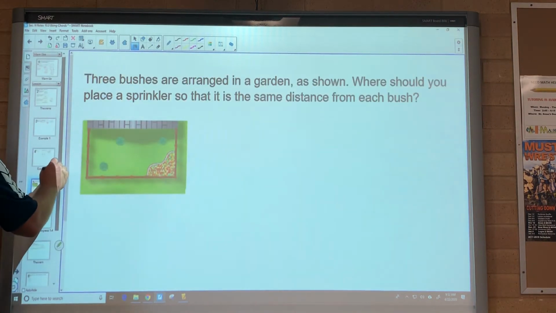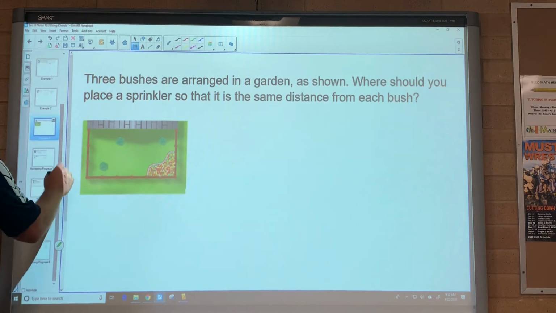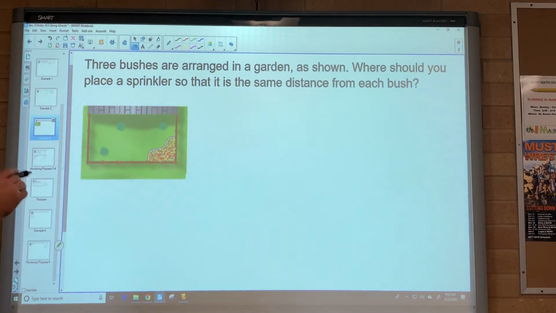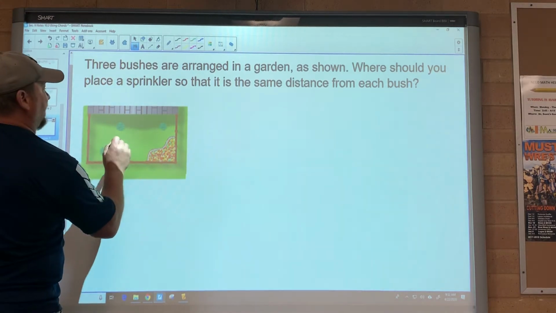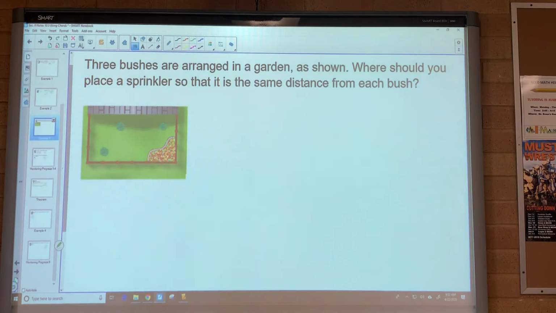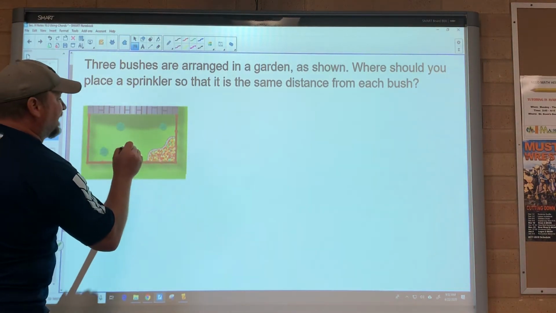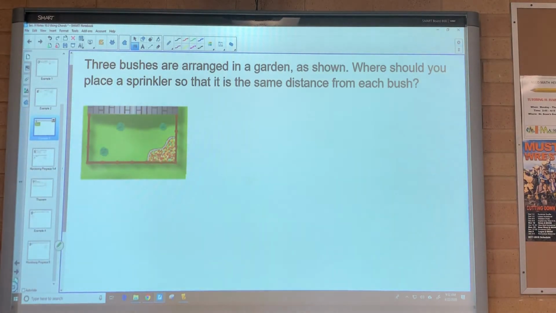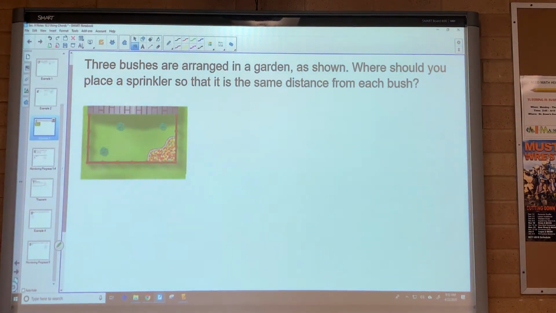All right, well then on this problem, they're gonna ask us how to find the center. Or how would we find an equal distance perfectly from each one of these bushes? Well, the best way to do this, they've arranged their garden and they want to be able to put the sprinkler exactly in the center between these two things. Now, I'm just going to explain it to you.